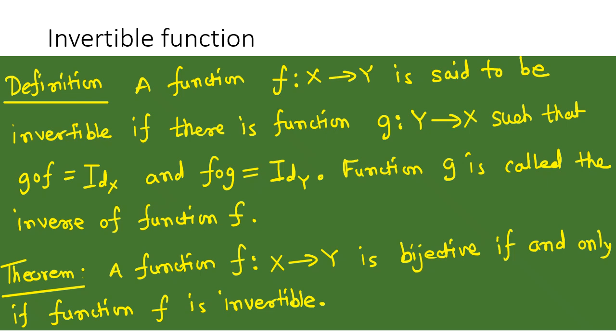Now the next definition is of invertible function. A function f from X to Y is said to be invertible if there is a function g from Y to X such that g composed with f is the identity function on set X and f composed with g is the identity function on set Y. The function g is called the inverse of function f. We have an important theorem. A function f from X to Y is bijective if and only if function f is invertible.